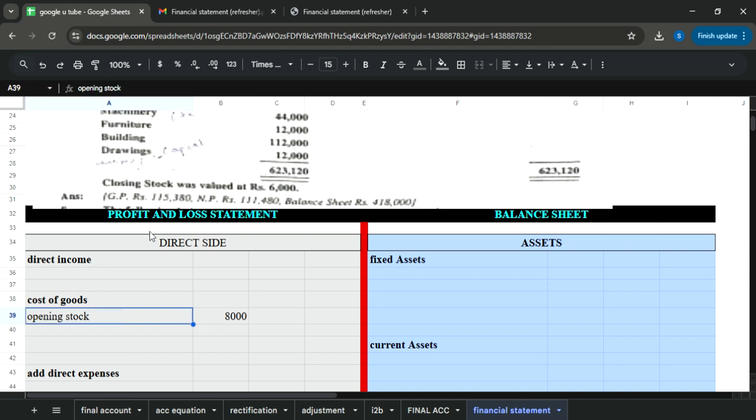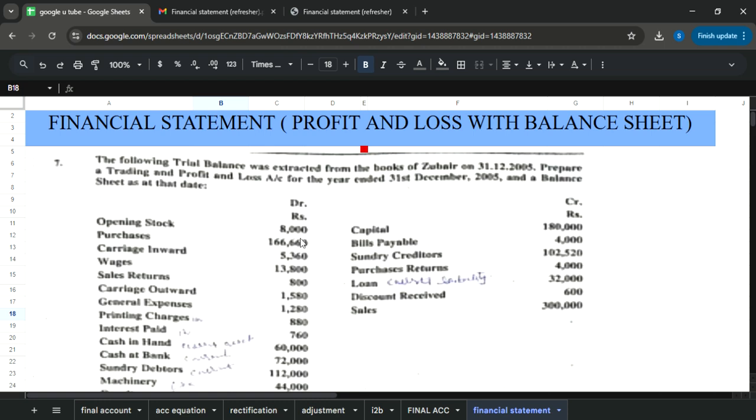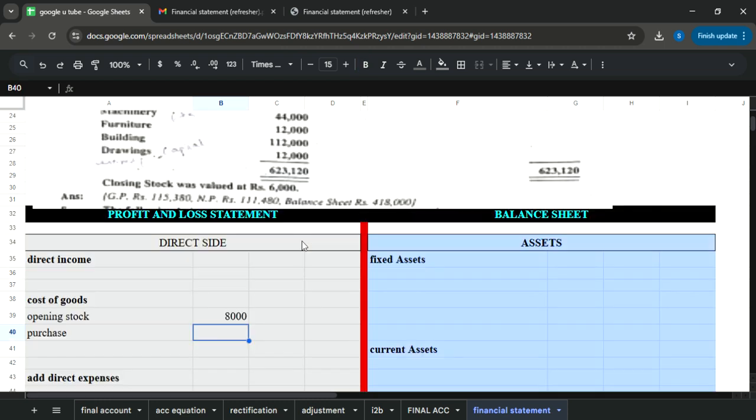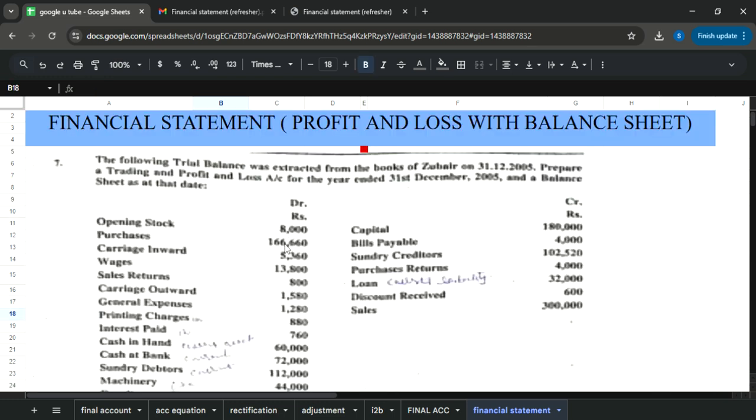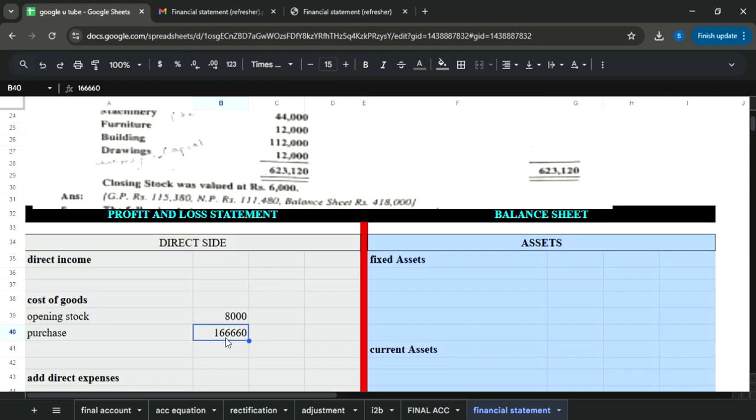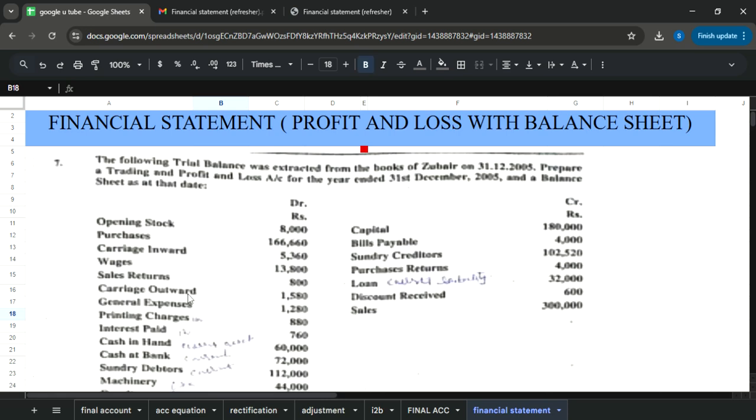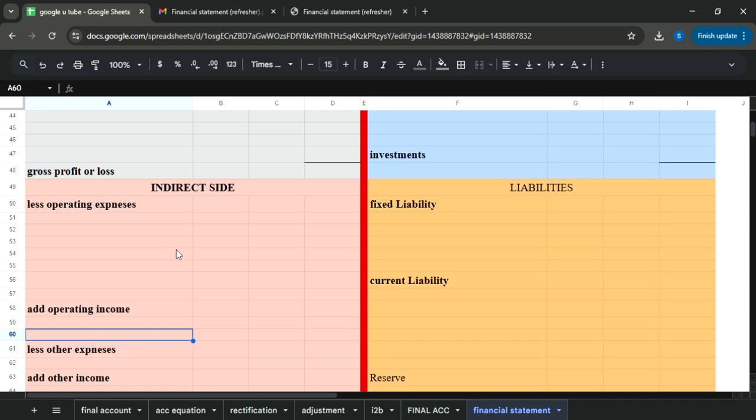Let's write down purchases and mention its amount, which is 166,600. Okay, let's confirm, actually it is a little blurry. 6600. All right, purchases.